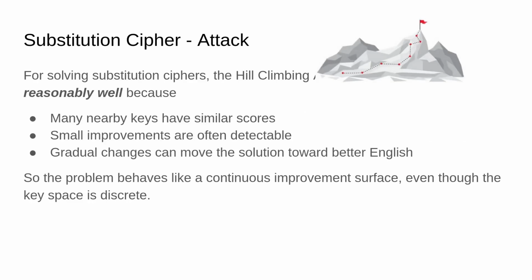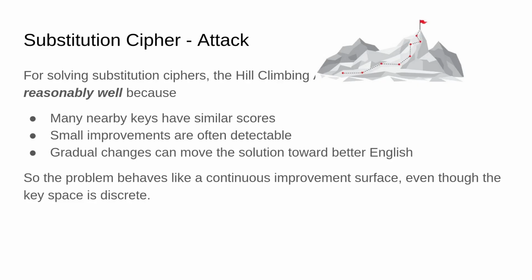But for solving substitution ciphers, the hill climbing algorithm works reasonably well. And the reason is that many nearby keys have similar scores. So when we slightly change the key, for example by swapping two letters, the decrypted text usually changes only a little. As a result, the score does not change randomly. It changes smoothly and gradually.